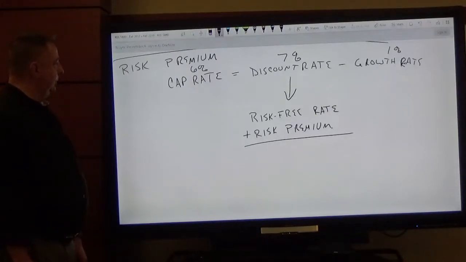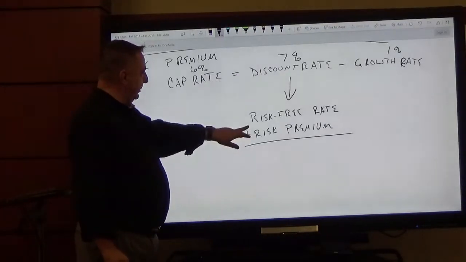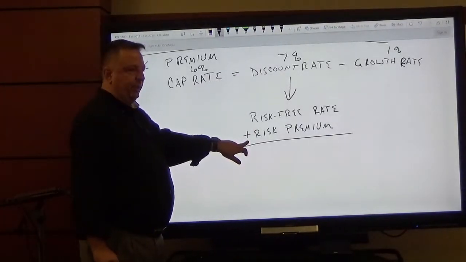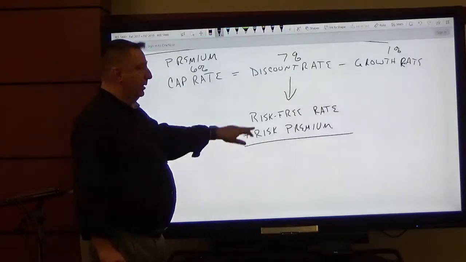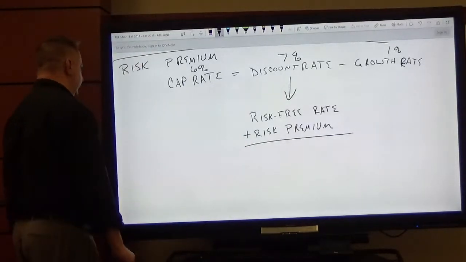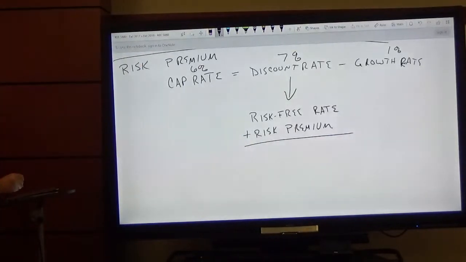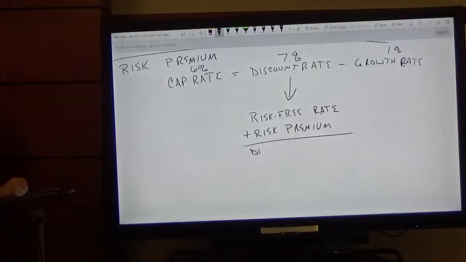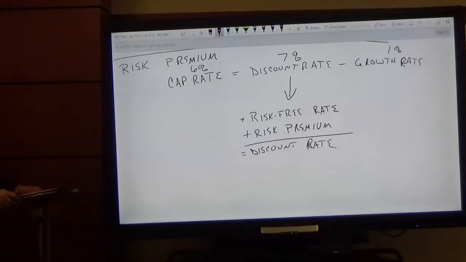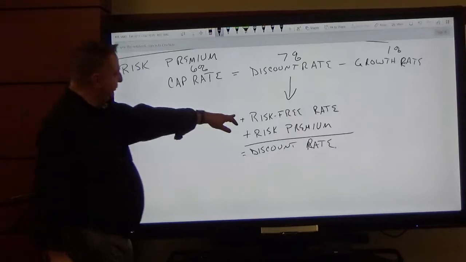Right. Okay. So now this arrow down here is simply saying our discount rate is comprised of the risk-free rate plus the risk premium. So that's how we come up with this. In other words, adding those two together gives us our discount rate. Now, that's your version of the CAP-M model. We're getting there.